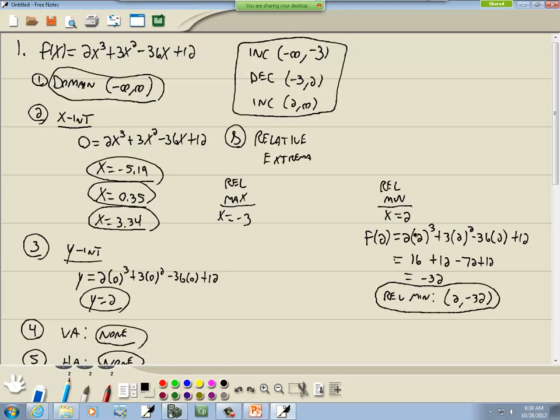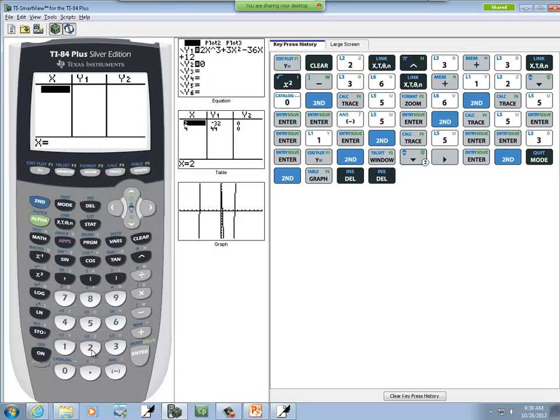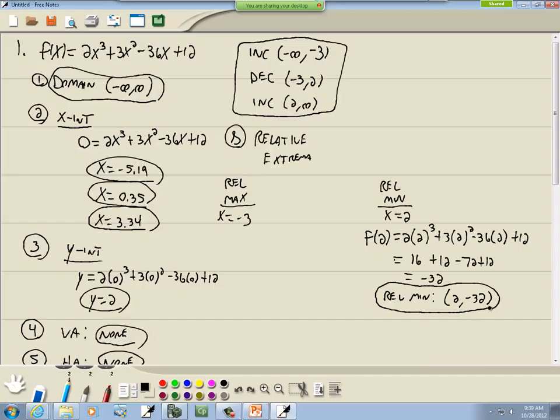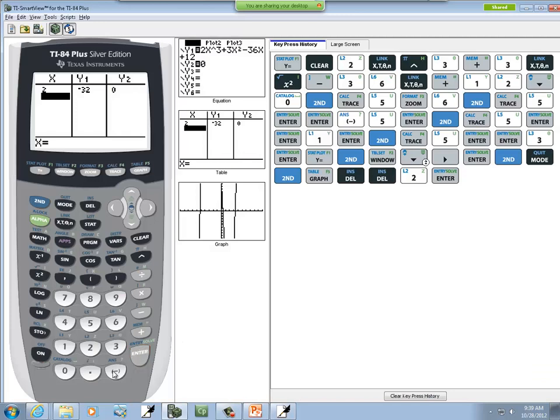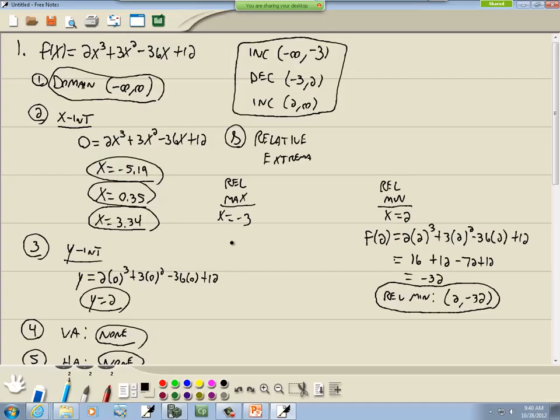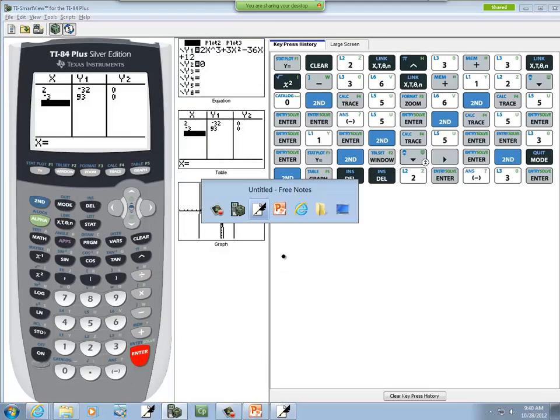And here we plugged in 2. So let me check my work. If I put 2 in, press enter, I get negative 32. So let me put in negative 3 inner, and we get 93. So we're going to have a relative max at negative 3, 93.